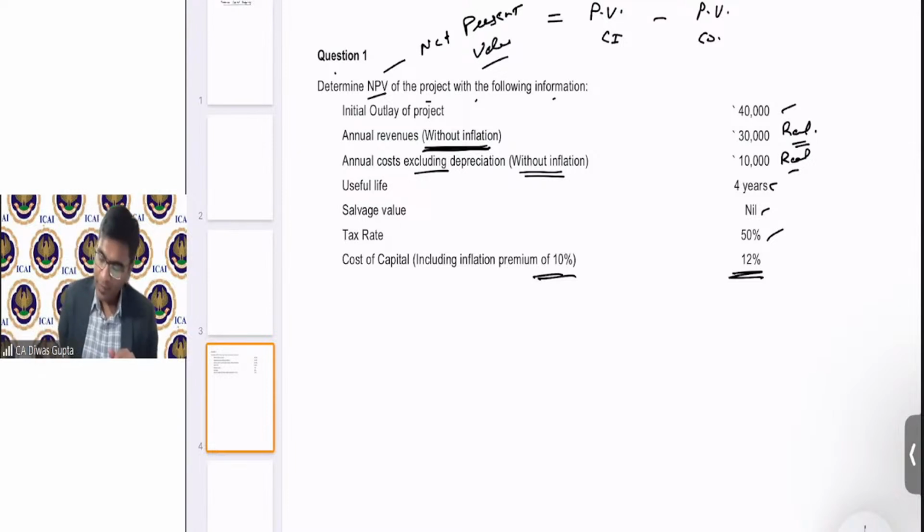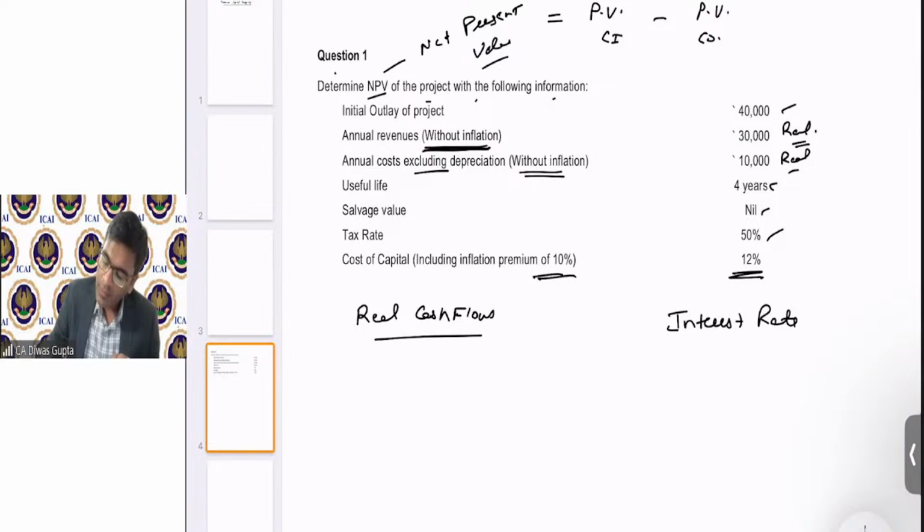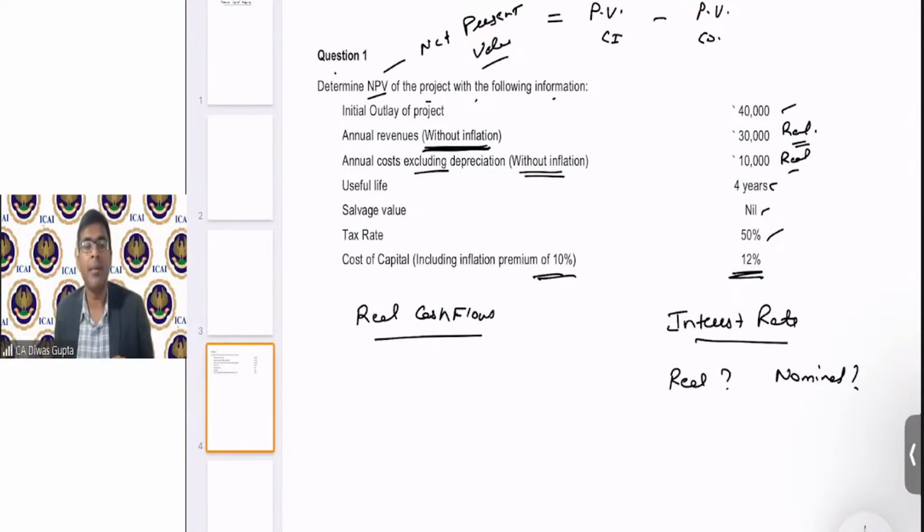Tell me for real cash flows, right? The cash flows are real, right? But what is the interest rate that is given to you? Is it real or it is nominal? Yes, students, please attempt to answer this. I'm asking whether this cost of capital is real or nominal. Please answer my question first.